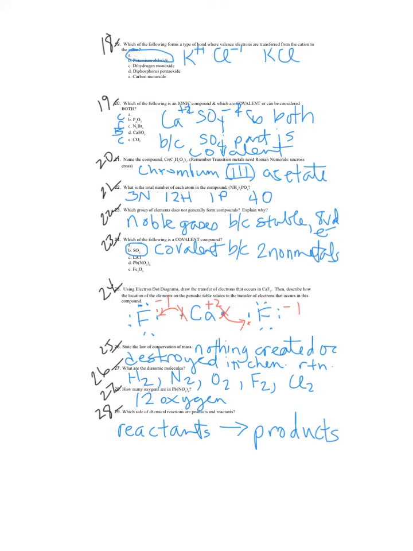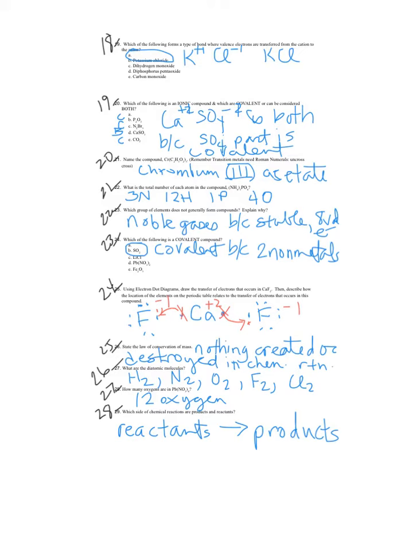Question 20. Since you have the element chromium and the polyatomic ion acetate, chromium is inside the transition metal section and needs a Roman numeral in the name. So the name of it would be chromium Roman numeral 3 acetate.